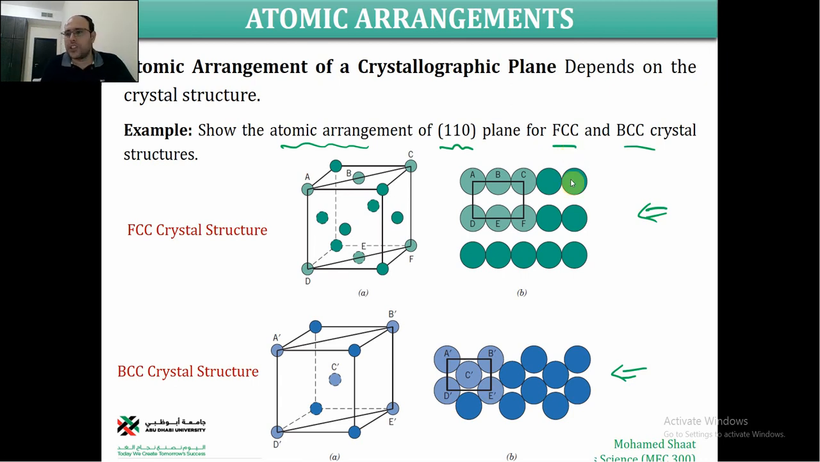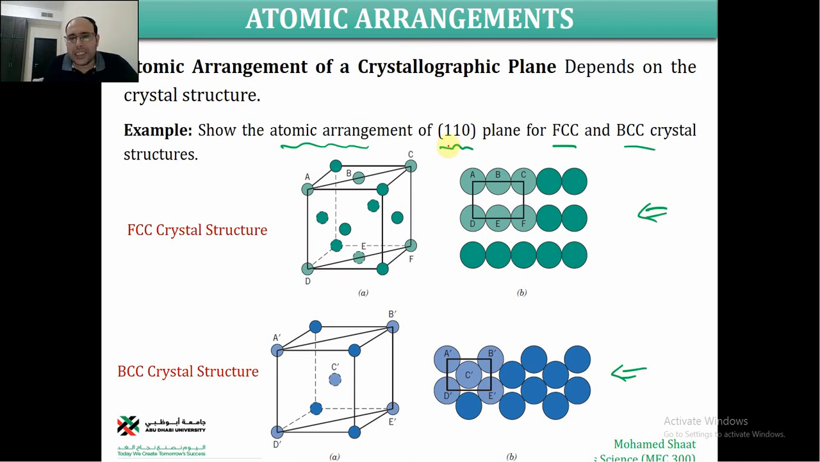For FCC or BCC, what will be the shape? What will be the arrangement? How will these atoms look if we decided to look at them through the microscope over the 110 plane? As we discussed before in part 1 of the chapter, the FCC crystal structure has atoms located at the corners, one atom at every corner. In the meanwhile, there is an atom located at the center of every face. This is for the FCC crystal structure. Just focus on the FCC crystal structure.